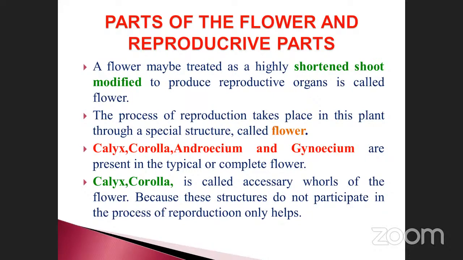Anyhow, calyx and corolla are called accessory whorls of the flower because these structures do not participate in the process of reproduction. They only help to protect the inner parts, the androecium and the gynoecium. This is very important; sometimes they ask questions on it. Will you please tell me about the epicalyx? Where is it present? Sir, it is a secondary layer of calyx. Very good. Give some examples of epicalyx.